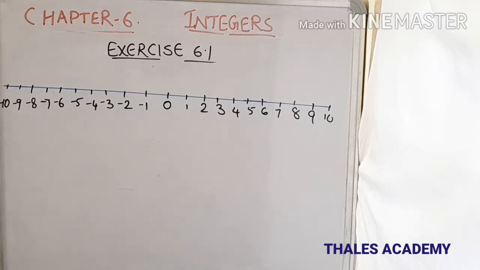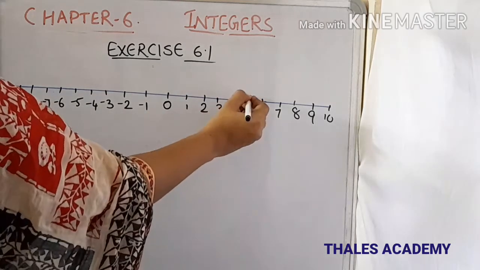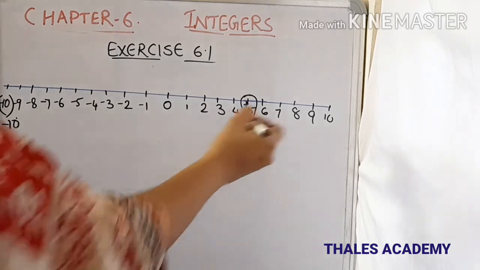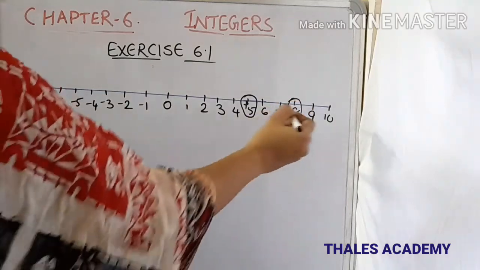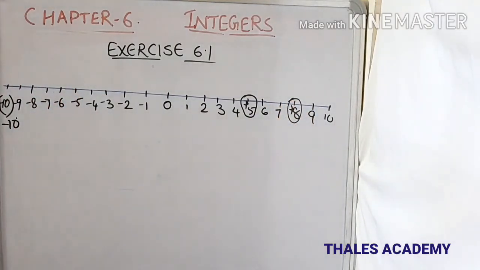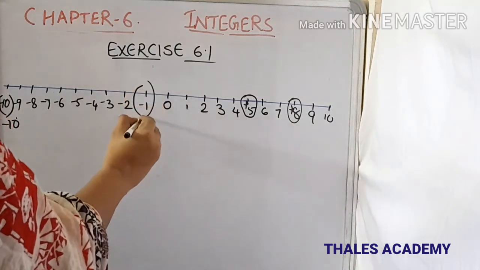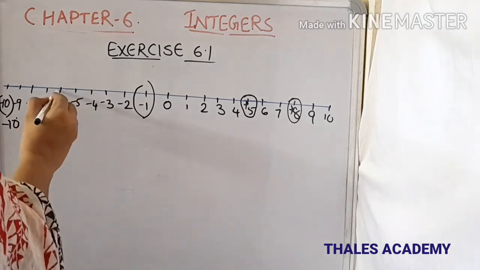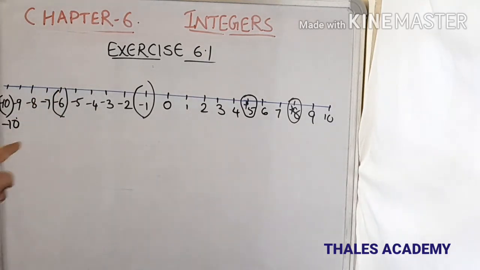Third question is, represent the following numbers on a number line. First one is plus 5. That is positive 5. Second one is minus 10. Negative 10 lies here in the number line. Next is plus 8. This is positive 8. And negative 1. Negative 1 is here. The next is minus 6. This is negative 6 in the number line.